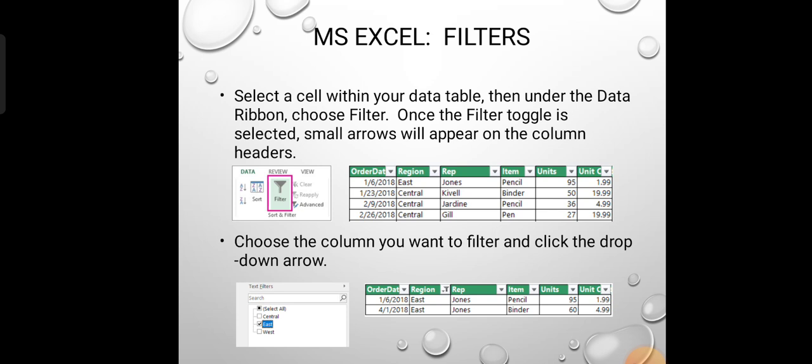This is the example for filters. First of all, you have to select cells within your data table. Then under the Data ribbon, choose Filter. Once the filter toggle is selected, a small arrow will be displayed on your column header. This is shown for us. Choose the column you want to filter and click the drop-down arrow.